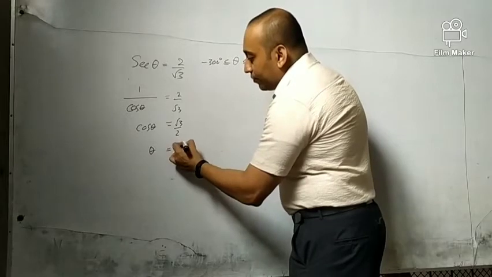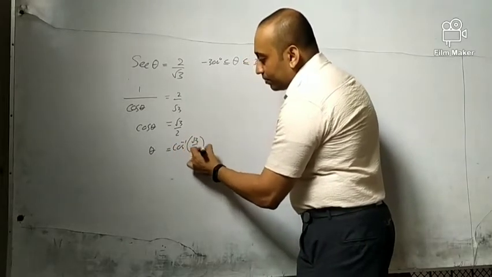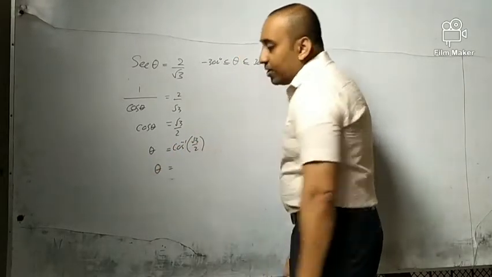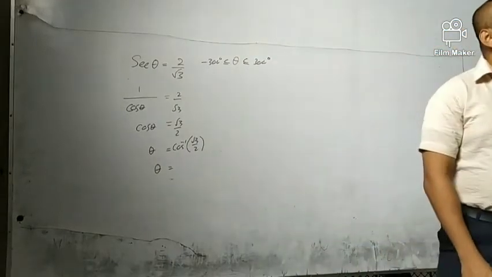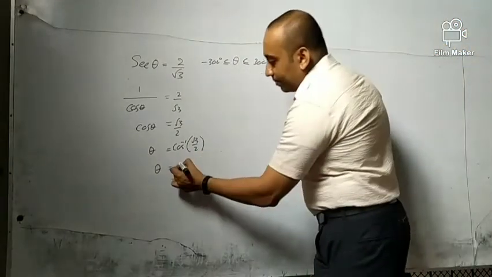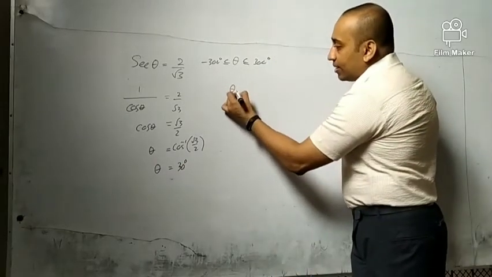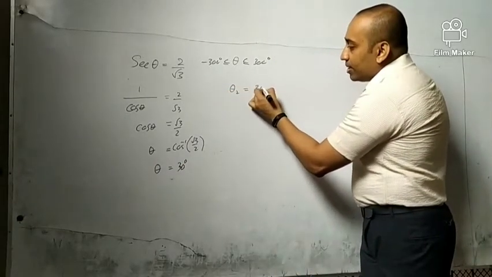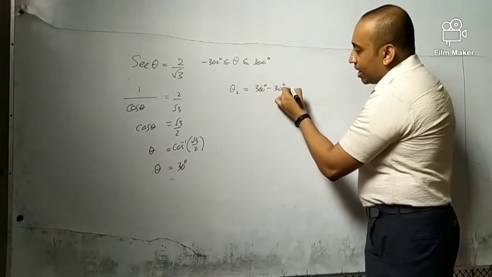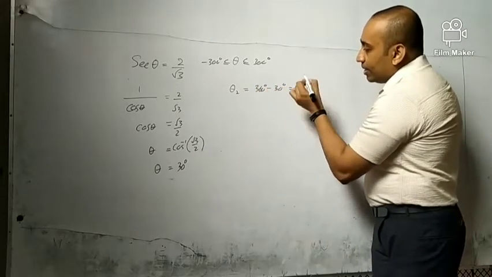So therefore, theta is equal to cos inverse of root 3 over 2. Cos inverse root 3 over 2 is how much? 30, right? The first angle is 30. Then we can find the second angle. For cos, what is the relationship? 360 minus 30. That is how much? 330.